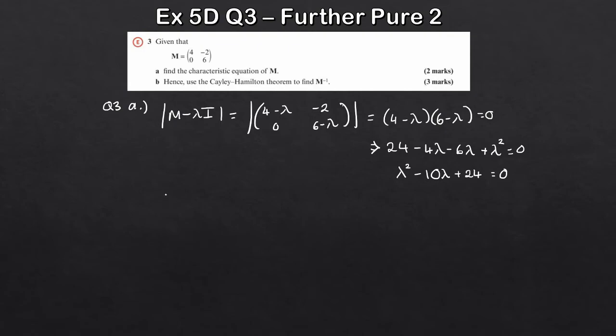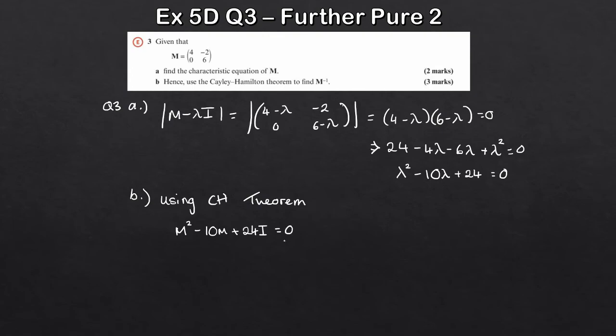And then part B, it's a hence question, so we need to use part A. Use the Cayley Hamilton Theorem to find M inverse. So it gives us a big clue in saying use the Cayley Hamilton Theorem. If I write this part B, we need to find M inverse. So using Cayley Hamilton Theorem, we can rewrite this now in terms of M, so let's write it as M squared minus 10M plus 24I. And this is equal to 0.